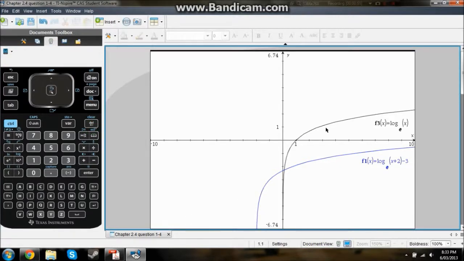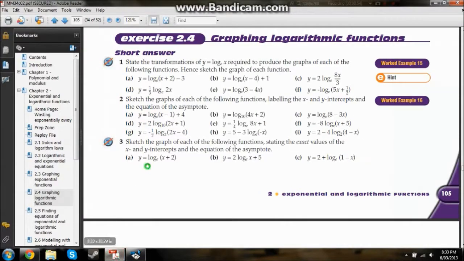So you can see the comparison. So the graph would normally be there. It's moved down 3 and across 2. So it's pretty simple. And then you have to sketch that. It gets a bit harder with the later questions, but it's just adding dilations and stuff, which aren't too difficult.